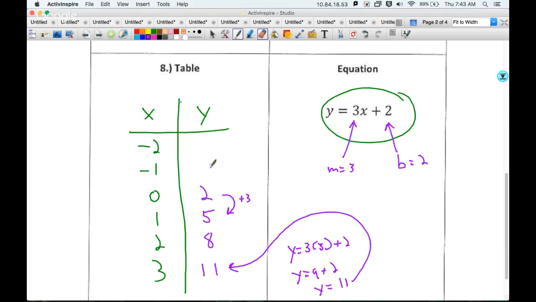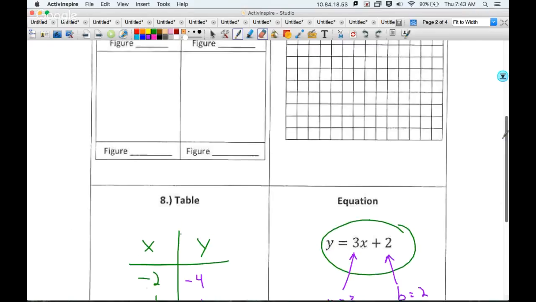Let's go backwards by subtracting 3. Now I'm at -1. Now I'm at -4. Again, you can double check by plugging in one of these numbers, make sure it works. Let's draw a pattern now.